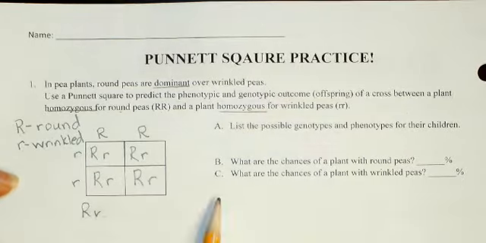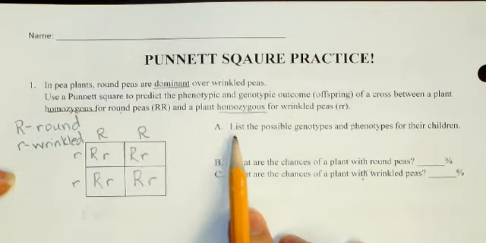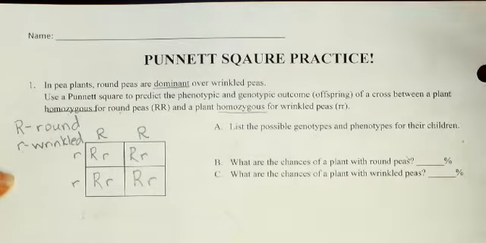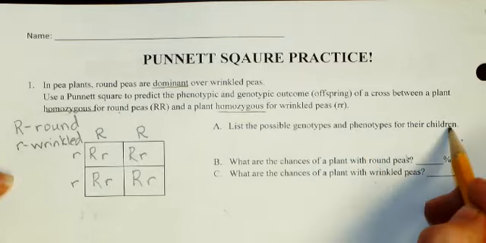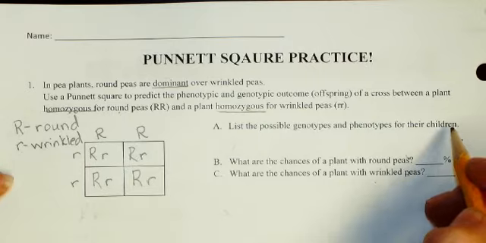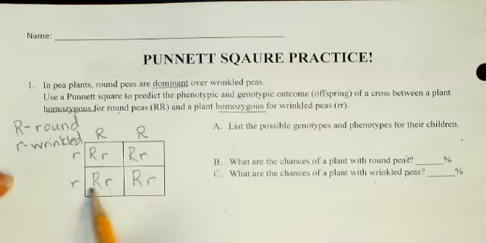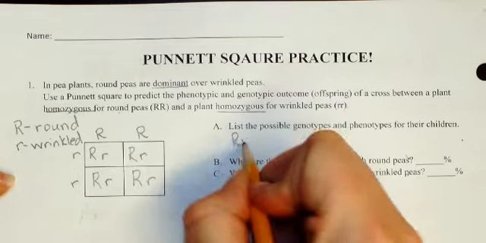Now, let's go over to part A, and it says list the possible genotypes and phenotypes for their children. Okay, so what are the genotypes for the children going to be? Okay, so what's in this box? Are those genotypes or those phenotypes? Very good. So capital R, little r is the genotypes for the children.